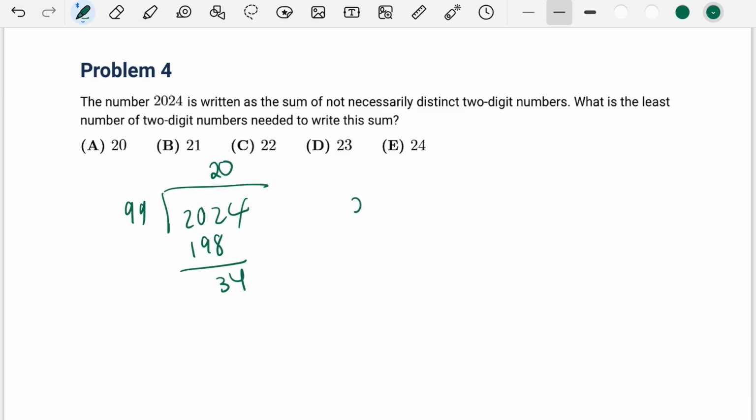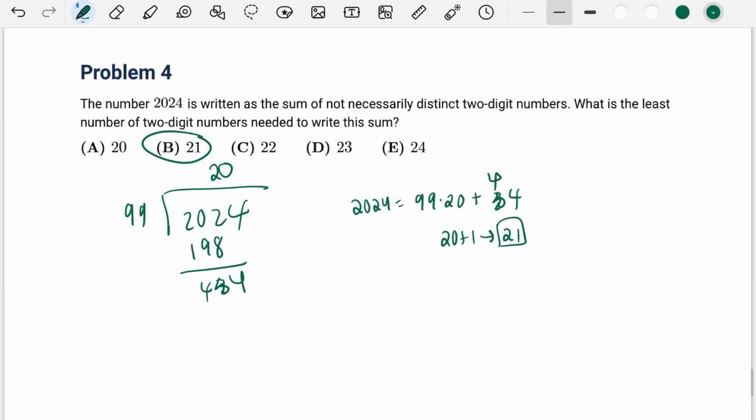So we can write 2024 equals 99 times 20 plus, sorry, plus 44. So that means that the number of 2-digit numbers that we're using to write this sum is 20 plus 1, which is 21, our final answer. So we get B.